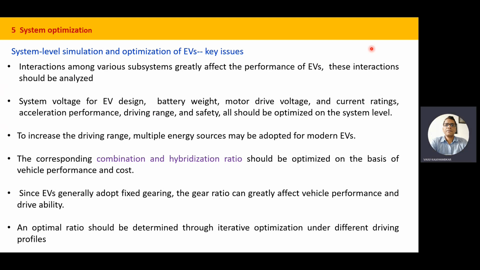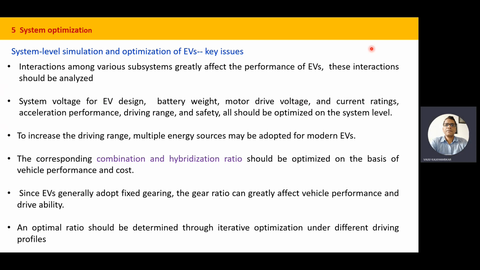To increase the driving range, multiple energy sources may be adopted for modern electric vehicles. So the system level simulation and optimization should be done so that we can get the best driving range using multiple energy sources. Now this optimization system will provide the way to use multiple energy sources, for example battery and supercapacitor, these two multiple sources, or battery and flywheel, or a combination of these, so that the driving range can be increased, and that will again be a cost effective solution. So optimization should provide these multiple sources and the driving range.